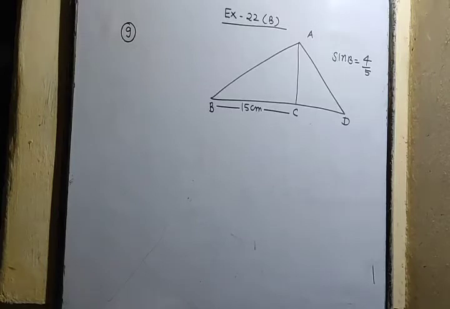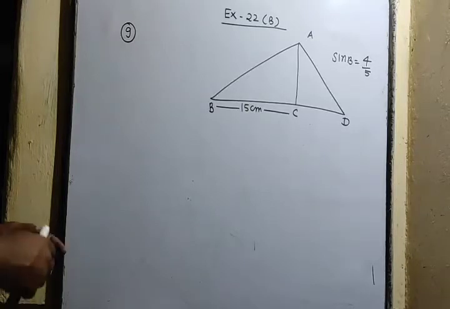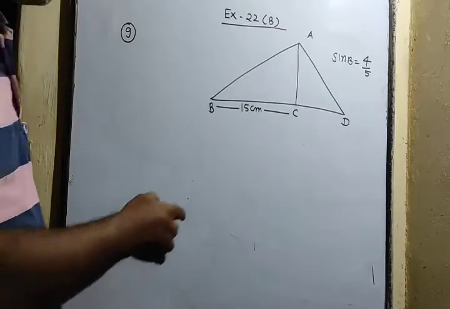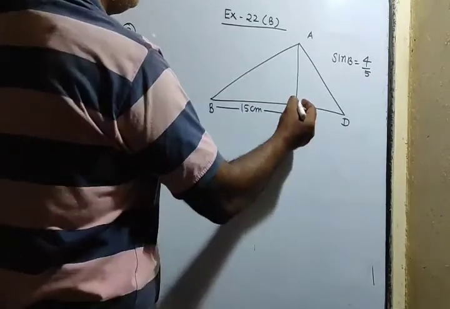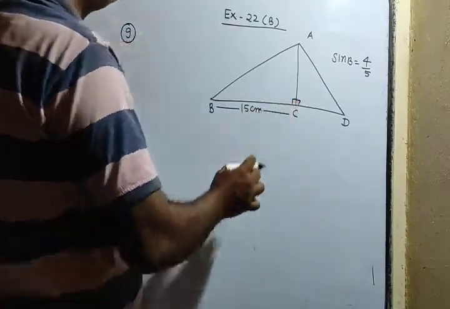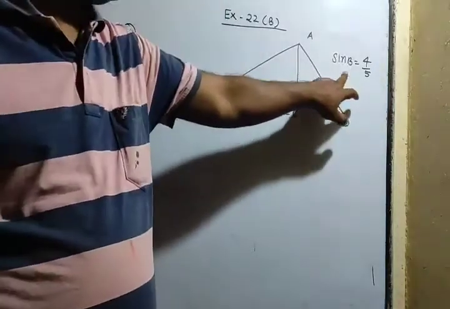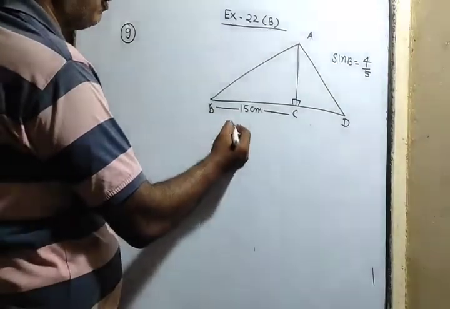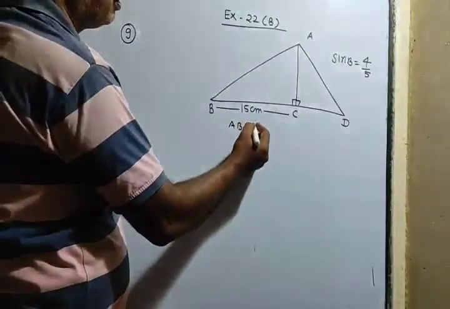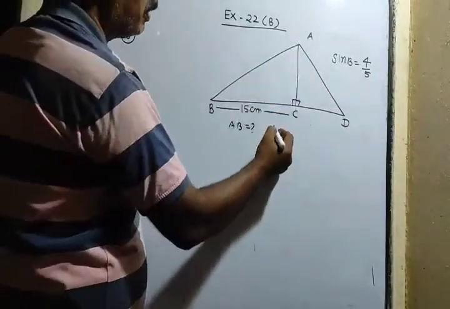So now again we are in exercise 22b, question number 9. It is talking about a triangle ABC where AC is perpendicular to BC, and the length of BC is given as 15 centimeter. One piece of information is provided: sin B is equal to 4 by 5, and we have to find the length of AB and the length of AC.